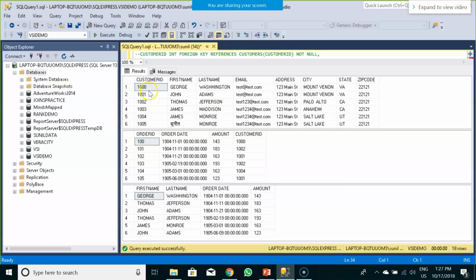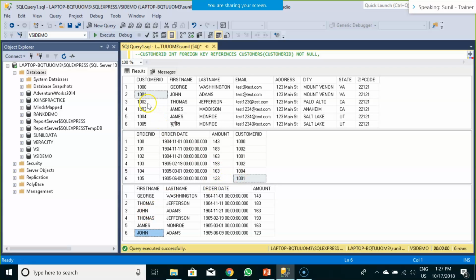Okay, so for customer George, customer ID is 1000. So do we have an order for customer ID 1000 in the order table? Yes. So George appears in the inner join. So it has a match. Okay, 1000. Coming to record 1001, John. Does John have an order in the order table? Yes, he has two orders. So two order records are coming.